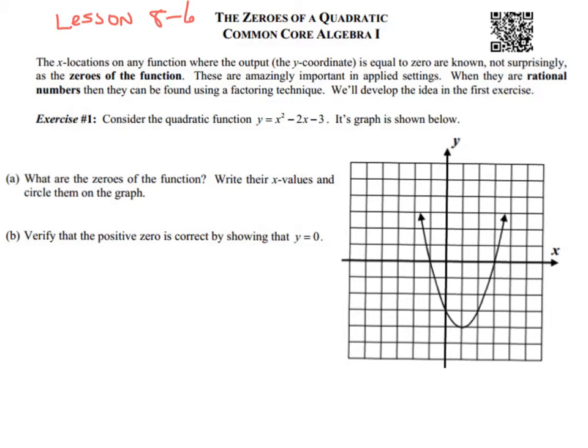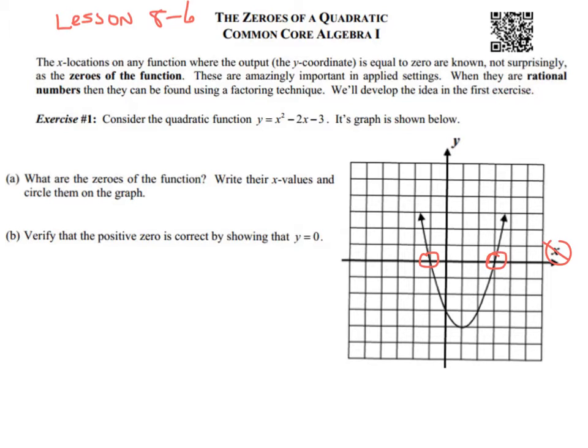So it says in exercise 1, consider the quadratic function here with the graph being shown right here. That's the same graph, okay? What are the zeros, part A, and then write their values and circle them on the graph. So let's do the circling. We know the zeros are exactly where it hits the x-axis here. So I'm not going to circle that. The circle's right here, and right here are the two zeros on the graph.